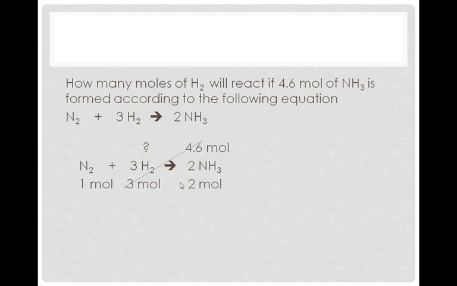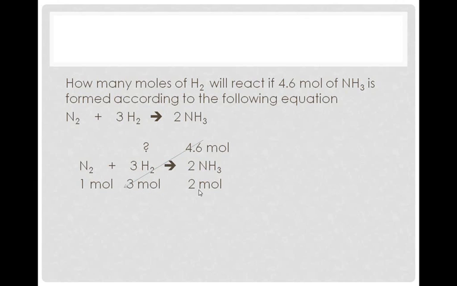So what I like to do next is take the 4.6, which is the number of moles of NH3 that we'd like to make, and write it above the NH3. And since I'm trying to find out how many moles of H2 will react, I'll put a question mark over the H2. I'm going to follow the arrow, and I'm going to take the 4.6 moles of NH3, which is given, and I'm going to multiply it times the 3 moles on the bottom. Remember, the 3 moles is determined from the stoichiometric relationship. So I'm going to take the 4.6, multiply it times the 3, and divide it by 2.